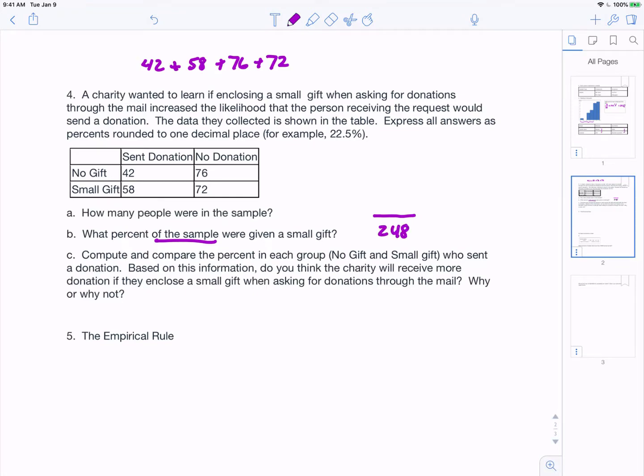Now when we look at this table, we need to now figure out how many got a small gift. So here's small gift. These people got small gifts. So altogether, 58 plus 72 got small gifts, or in other words, 130 got small gifts. And so again, you would multiply this by 100% to change it into a percentage.